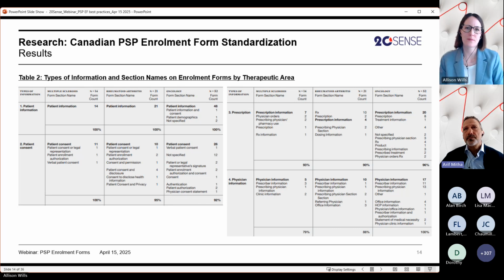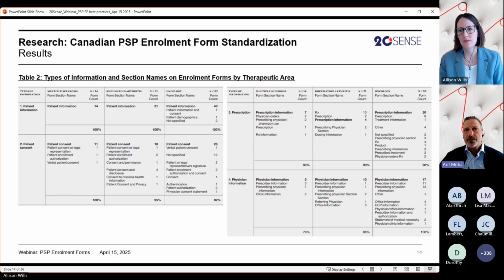So in MS, prescription was called prescription information on 7 of the 14 forms. It was called physician orders on 2 of the forms, prescribing physician pharmacy use on 2 of the forms, prescription on 1 form, and RX information on 1 form. And it was missing on 1 form. That's why it's only at 93%. Then you can see on that table across oncology, as an example, there's even more variation.